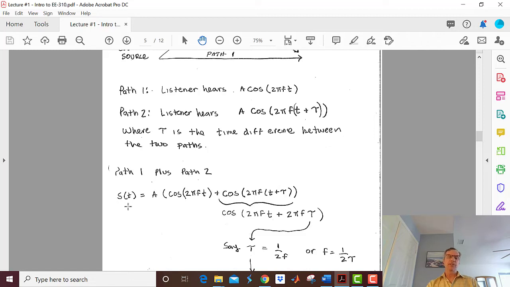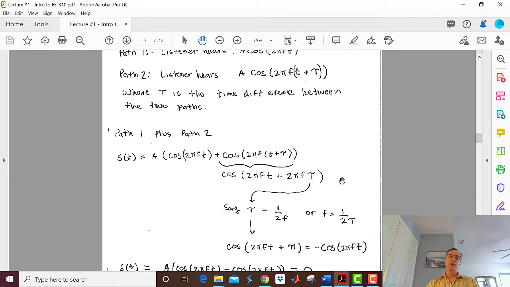And so the signal that the listener gets is going to be A cosine 2 pi ft plus cosine 2 pi f times t plus tau. Let's work with this cosine 2 pi f times t plus tau. So that's going to be cosine 2 pi ft plus 2 pi f tau. I just multiplied those out.